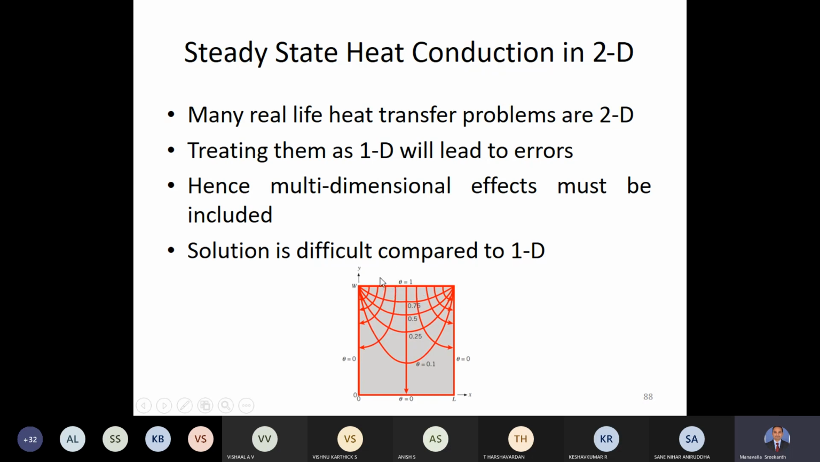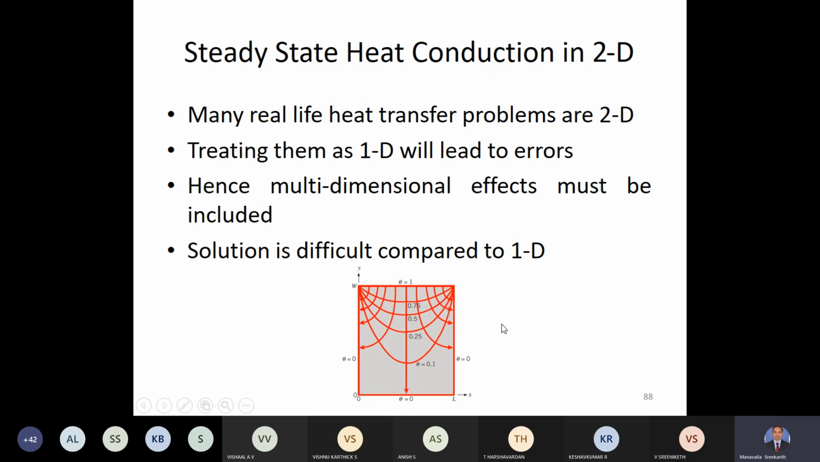So these are the heat flux lines or the heat flow lines, and you can see these curved lines here marked as 0.75, 0.5, 0.25, and theta equal to 0.1. These are the isothermal lines. In this way you can draw what is called the flux plot. After solving a two-dimensional problem, this is the kind of pictorial representation you can come up with. What does this pictorial representation show? It shows the temperature distribution in the entire area, and also it will show the heat flux lines or the heat transfer lines in the entire region.